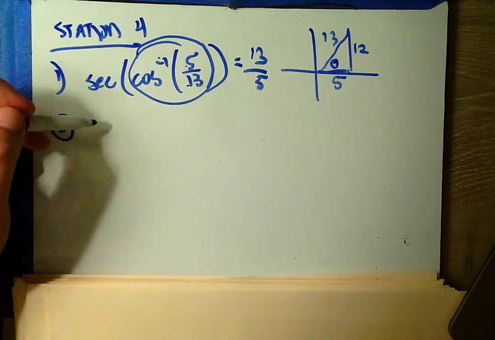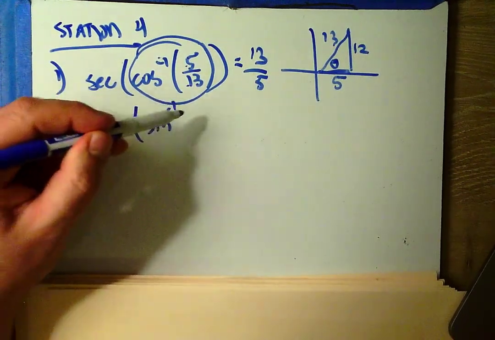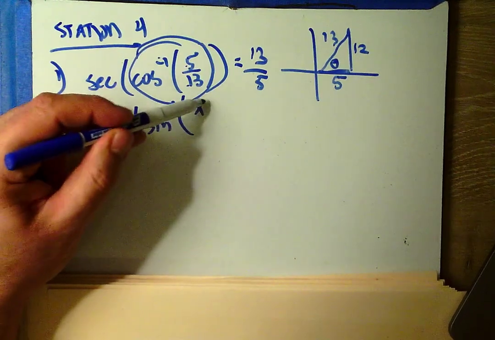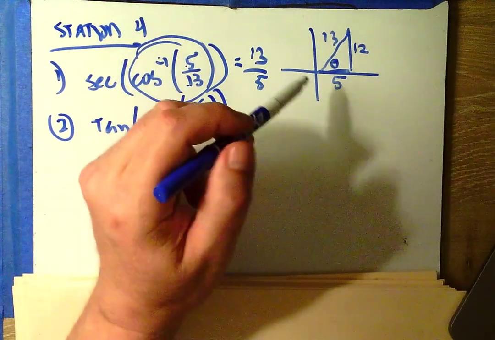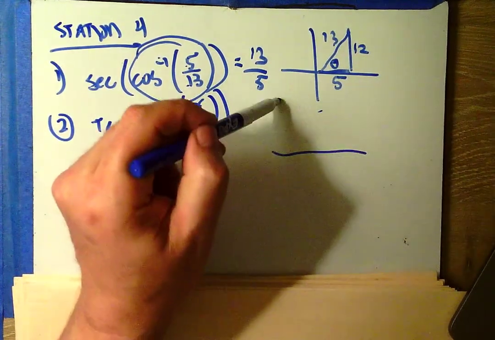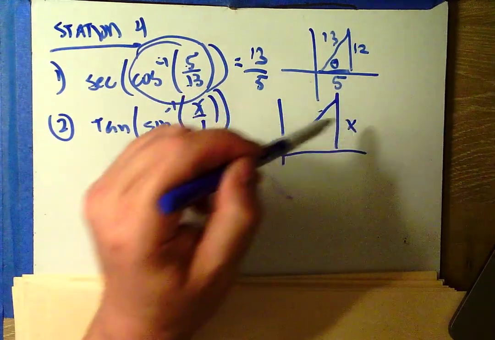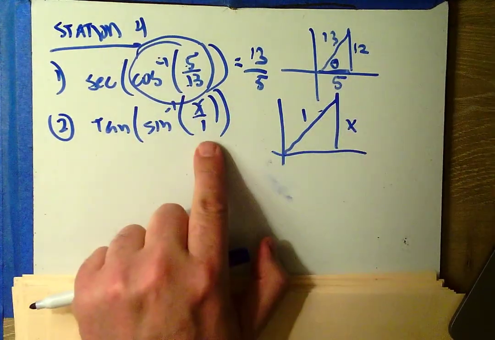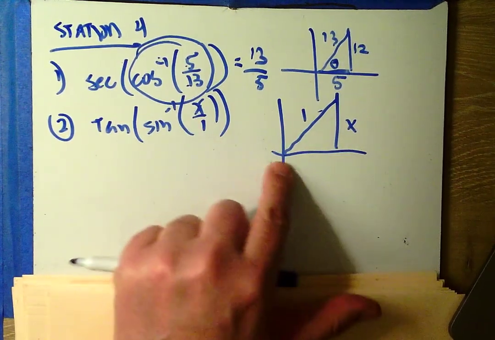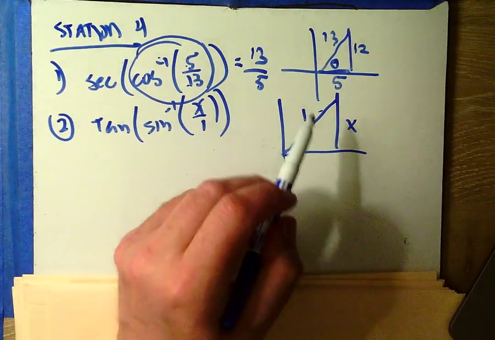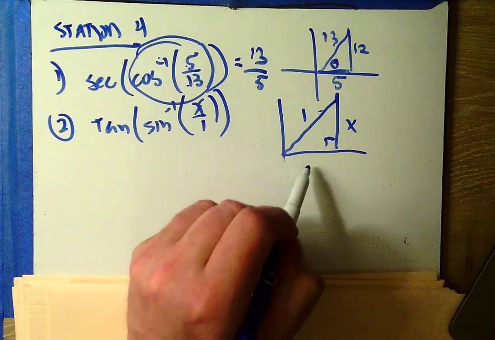Okay, 2. Tangent of sine inverse of x. And instead of just writing this as x, I'm going to write it as x over 1. So when I draw my triangle, I'm going to think of my sine as opposite over hypotenuse. Sometimes if I don't have that 1 there, I get stuck in this problem because I forget what to label the hypotenuse. Okay, so again, I'm going to use Pythagorean theorem, not Pythagorean triples, to find this missing side.